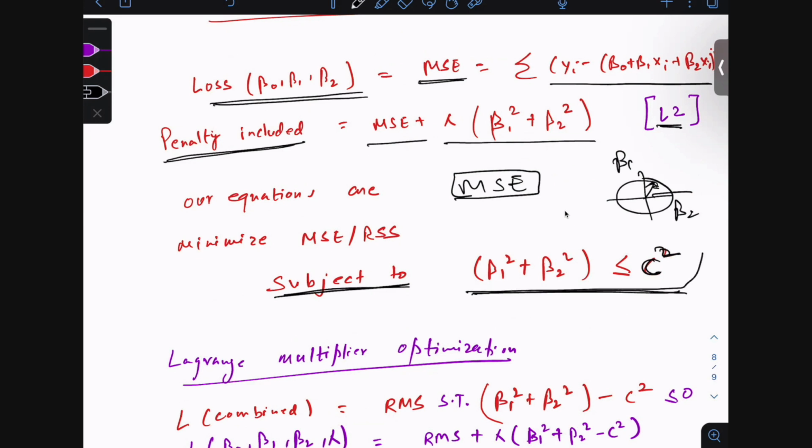And what is this particular condition? This particular condition is represented by all the points within this circle of radius c, right? Correct? This is the geometrical interpretation of this.